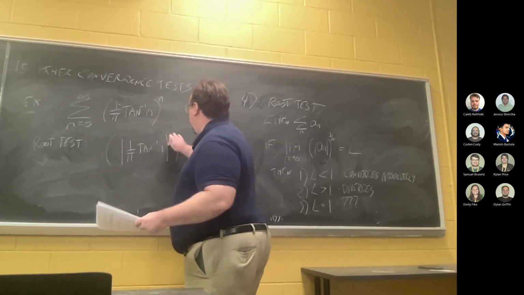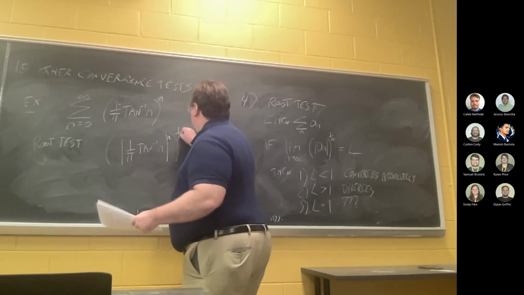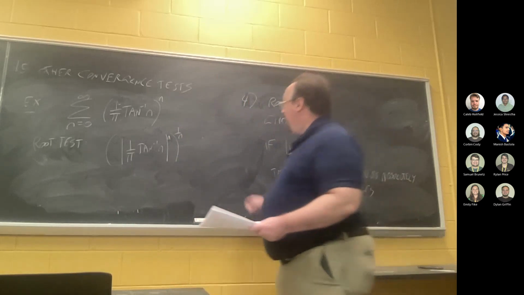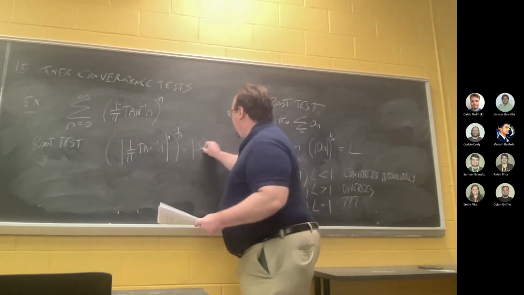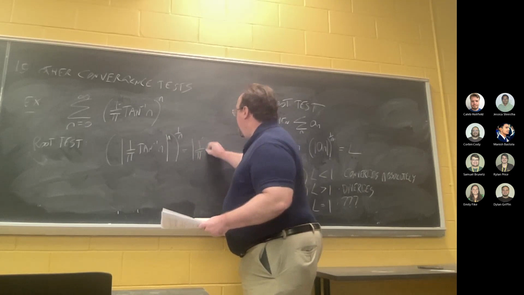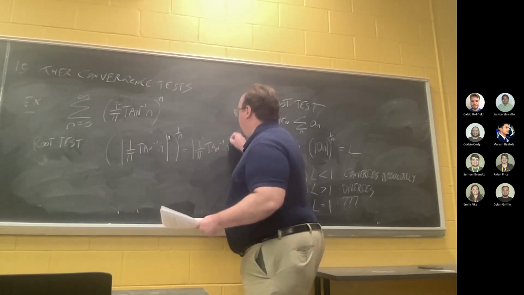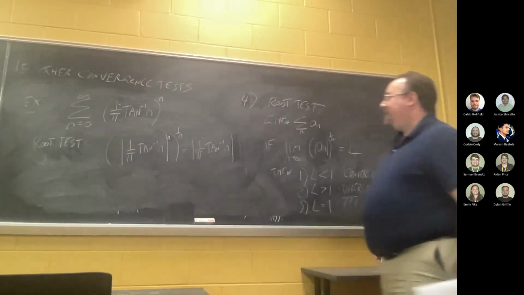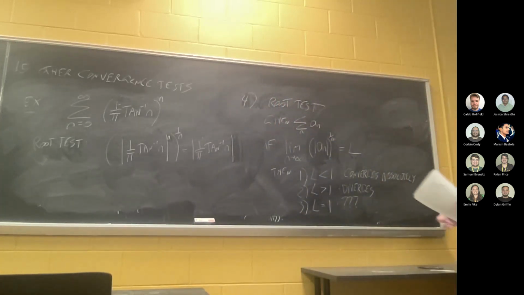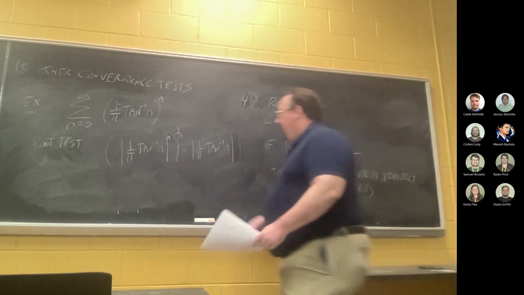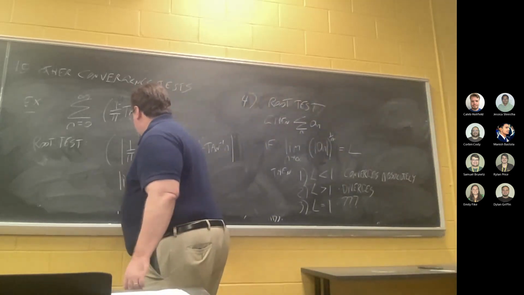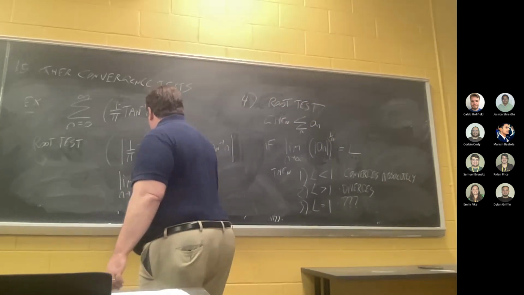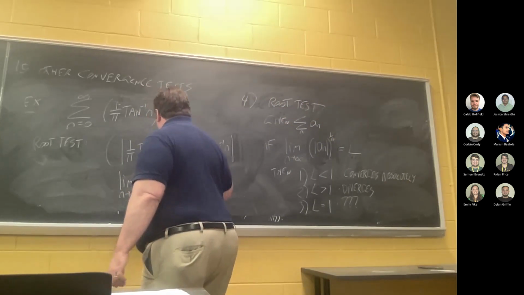So the original expression is being raised to the nth power, and then I raise that to the 1 over n power, so the exponents conveniently cancel. Wow. And we get the absolute value of 1 over pi, inverse tangent of n. So now we need to take the limit of this as n goes to infinity and see what we get. So the limit as n goes to infinity of 1 over pi, inverse tangent of n.